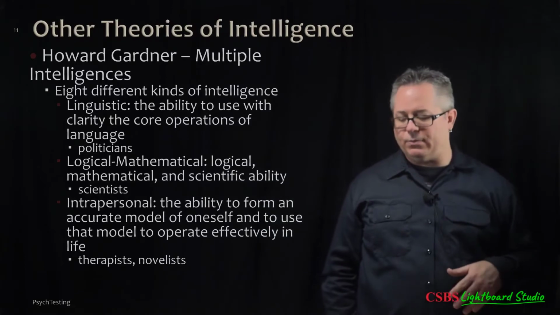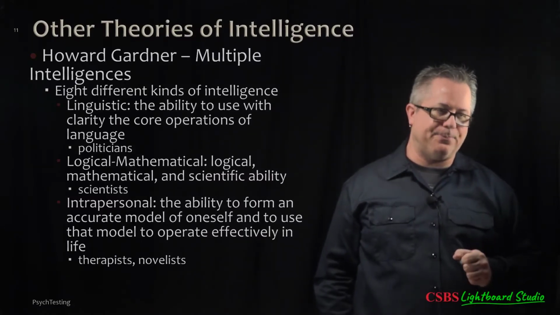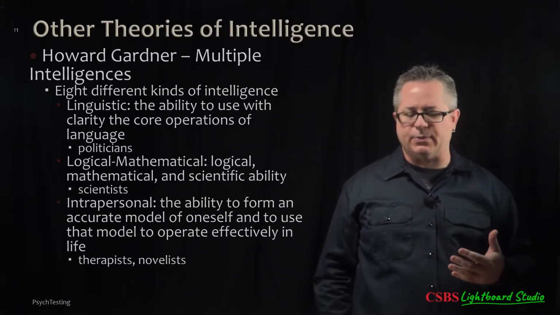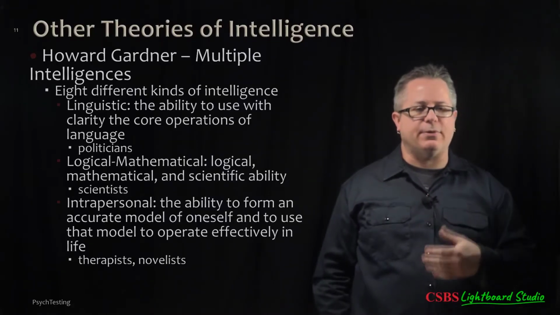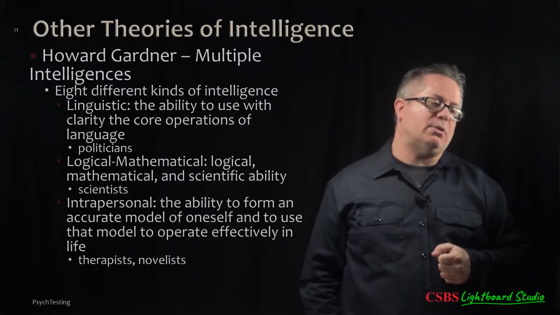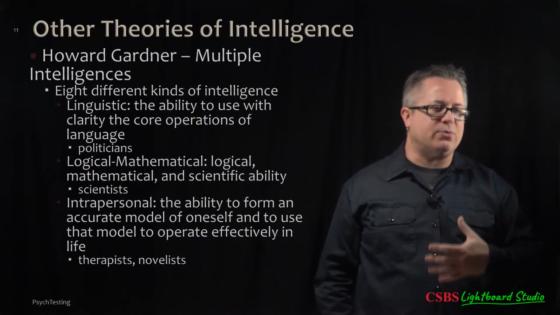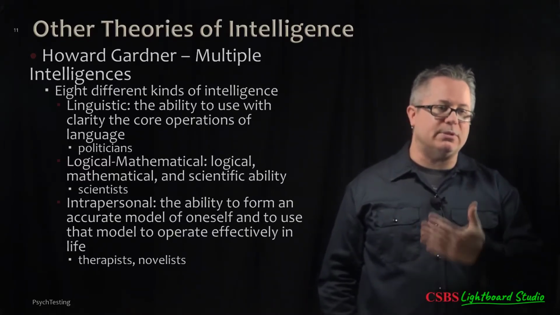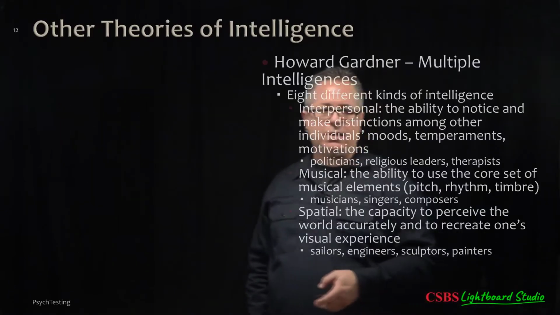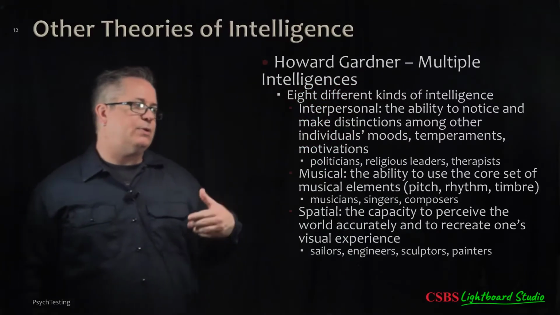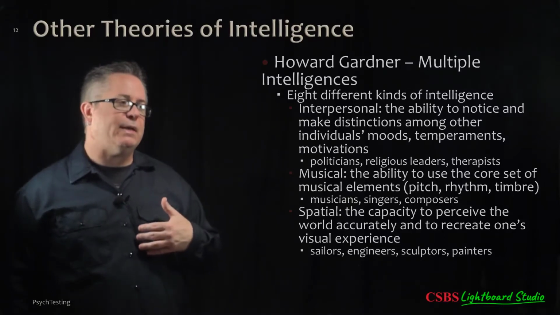And then you get things that people, before Gardner, really didn't think about as intelligences. There are two types of intelligence that most people wouldn't consider intelligences, that have to do with navigating your internal and external life with other people. One of them is intrapersonal. It's the ability to form an accurate model of oneself, to be really good at introspection and things like that, where someone like a therapist or novelist really has to understand the human condition and who they are, to be able to help other people and to accurately represent people in written work. The counterpart to that is interpersonal intelligence, which is the ability to notice and make distinctions among other individuals' moods, temperaments, and motivations. So these are people who are really good at reading other people and can navigate social situations well.